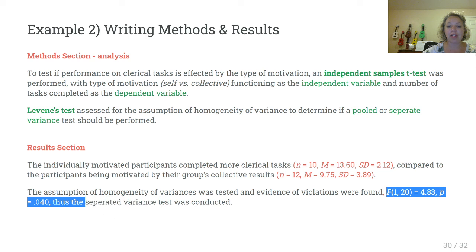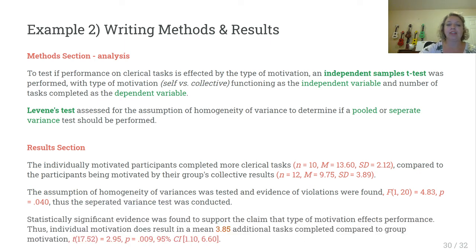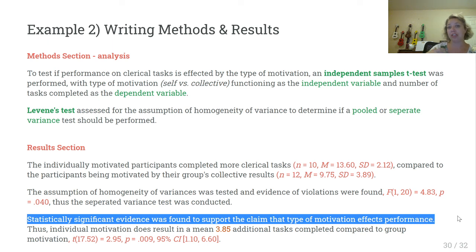Again, this is an F test with 2 degrees of freedom. And so because we found evidence of violations of homogeneity of variance, we're going to do the separate variance test, or you could call it Welch's test. Statistically significant evidence was found to support the claim that the type of motivation affects performance. So that's just saying, yes, there was a difference.